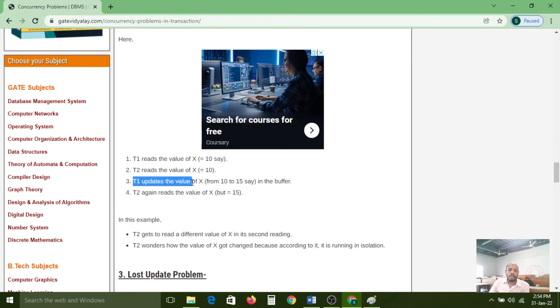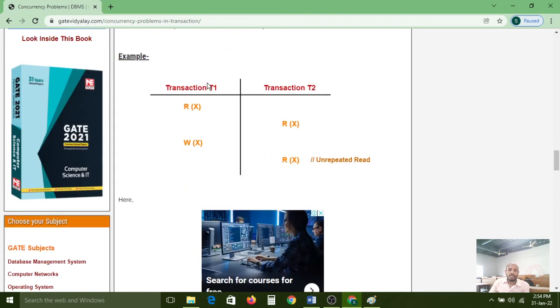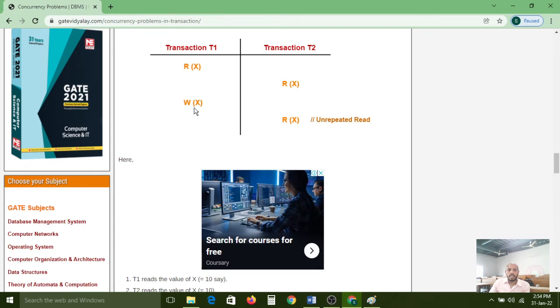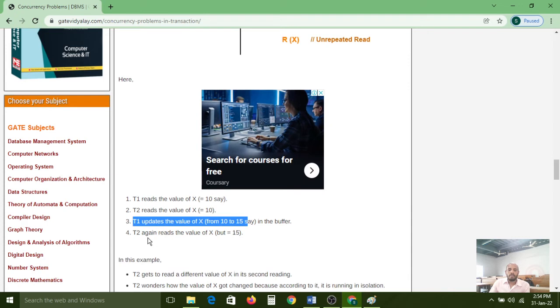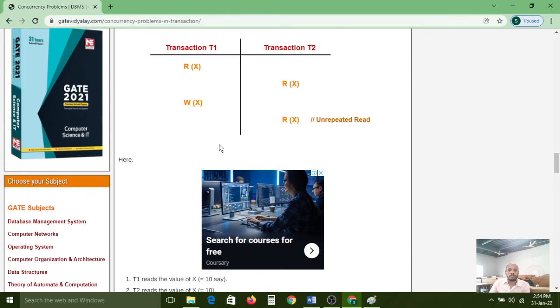Next, the third point: T1 updates the value of X. Instead of 10, T1 updated it with 15. Nothing but in the T1 transaction, the write statement writes the updated value 15. But T2 again reads the value of X, and it is 15. Here, has any commit been performed? No. But it is collecting unrepeated data. Again it is not the same reading.